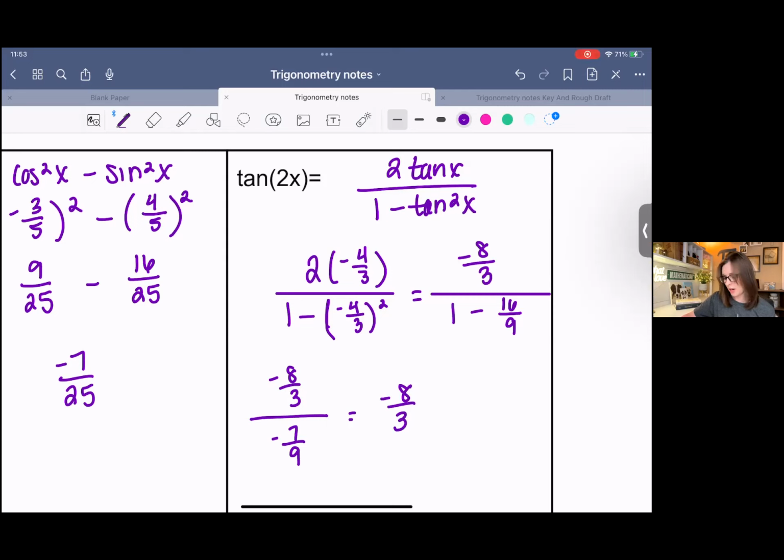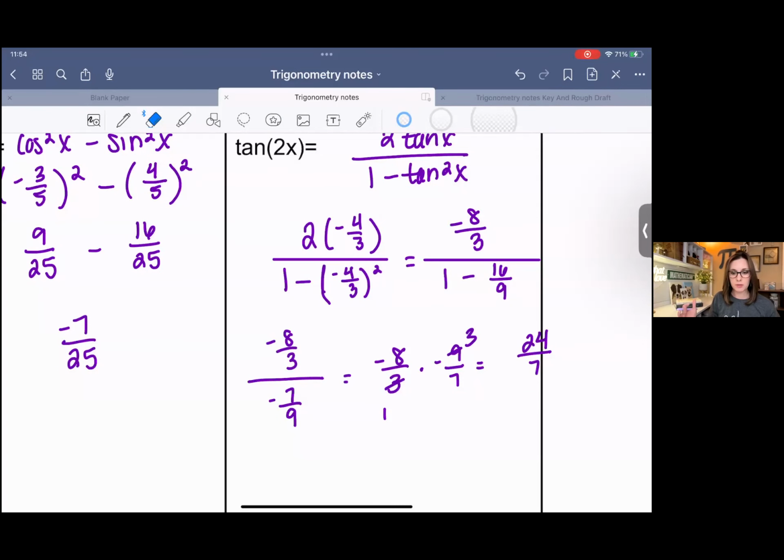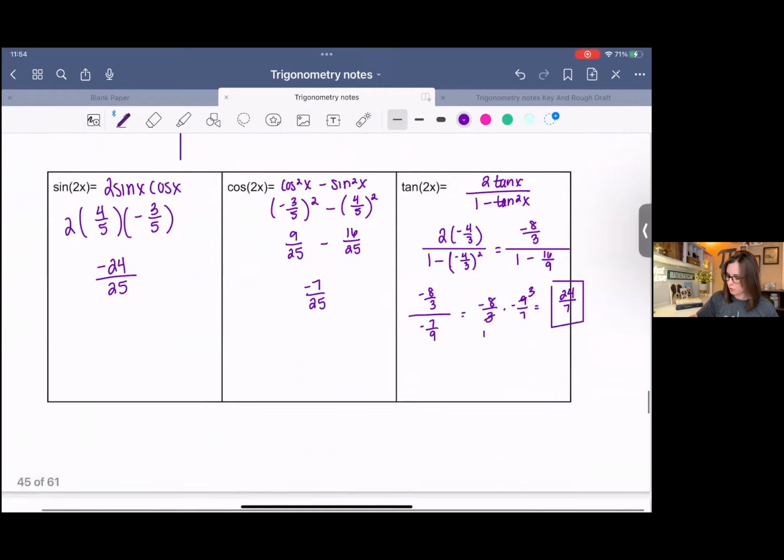You can type this in your calculator if you want to. I'm just doing it by hand for the sake of the lesson. Simplify that. We'll get negative 24 over 7. Nope, positive. There's 2 negatives there. Sorry about that. Positive 24 over 7. And that's it for that problem. Whoops, I'm in eraser mode. Here we go. All right, moving on.